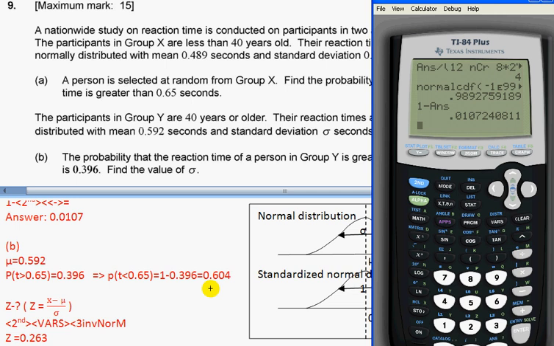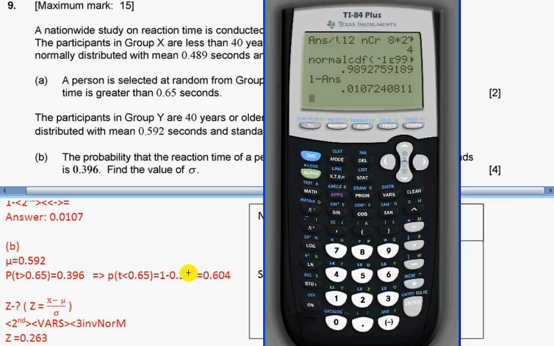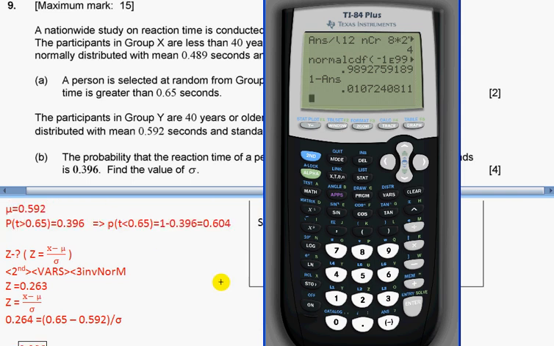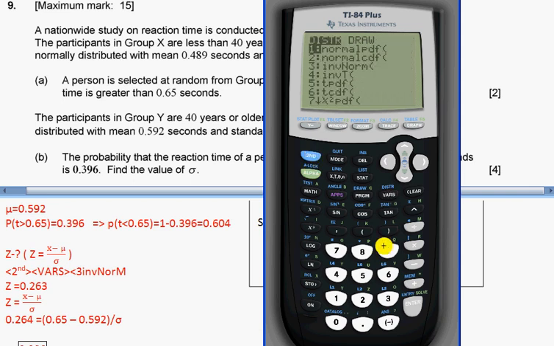So first we find the corresponding value of Z. So second VARS, we use inverse normal. Area, the probability we have, 0.604, and the standardized normal distribution mu 0, sigma 1, paste. So how much is this value Z? This is this value Z, 0.264 with 3 significant figures.